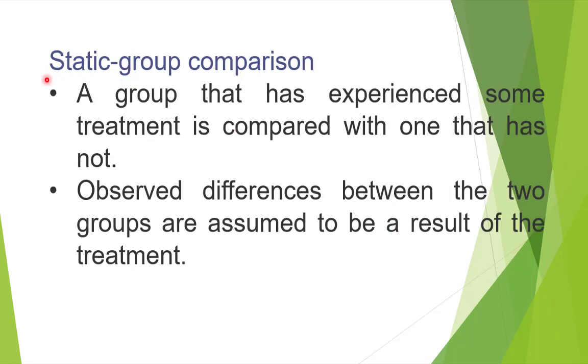And the third is the static group comparison. In a static group comparison, a group that has experienced some treatment is compared with one that has not. So there will be one group with treatment and the other group without treatment. Observed differences between the two groups are assumed to be the result of the treatment.